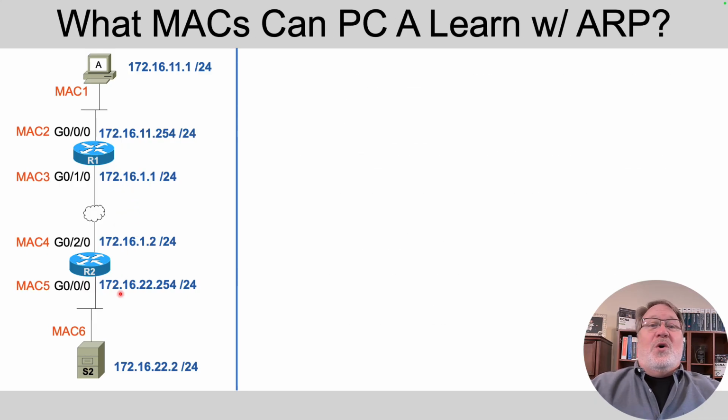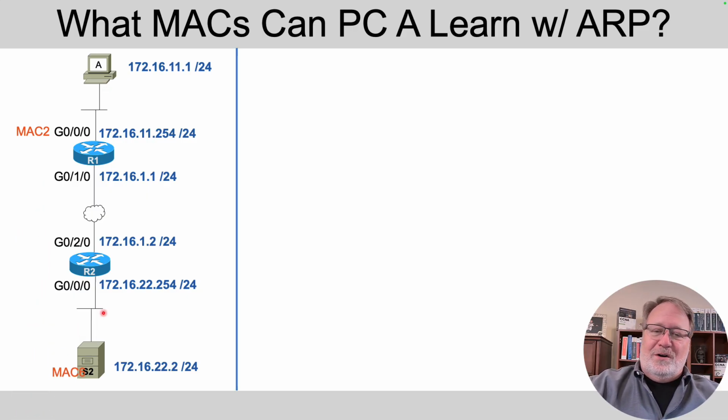So if we just ask ourselves the question, this is a question I might follow up with if the person I'm interviewing didn't get there: what MACs can PC A learn with ARP? What could it possibly have in its ARP table? Well, A wouldn't learn its own MAC address and put that in its ARP table, because A knows its own MAC address already. It doesn't need to use ARP to learn its own MAC address. But it also wouldn't learn the MAC addresses that are on the other side of at least one router, like those that just fell away.